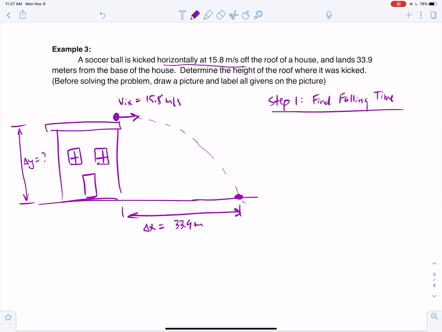All right, we don't know how high the roof is, so we can't use the falling distance to find the time that it takes to get to this point, right? We've got to find the falling time some other way. Well, we know that it goes this far and that it's moving at this horizontal velocity. So let's use the horizontal direction to give us a clue about the time. Let's start here.